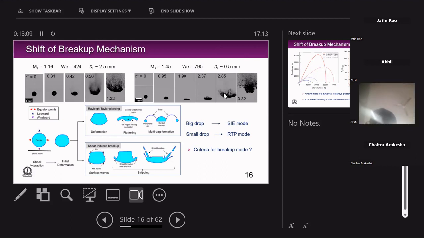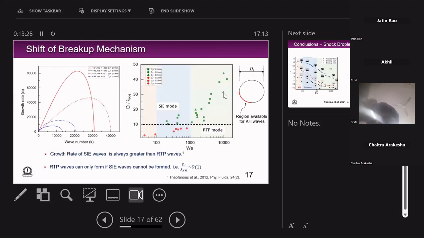So the idea was, is there a preferential mode of breakup, right? We see that the big droplets undergo almost exclusively the SIE mode of breakup, the bigger ones, while the smaller droplets show an RTP mode, particularly the bag and stem. So is there a criterion that separates the two? One thing one should note is that the growth rate of the shear-induced entrainment waves is always greater than that of the RTP. So it's an unequal race. The SIE always wins. The RTP is always slow.